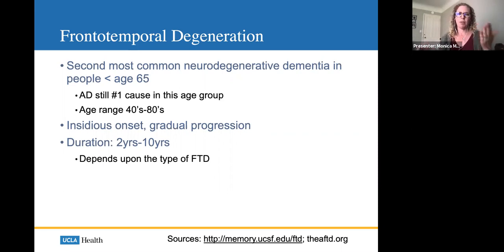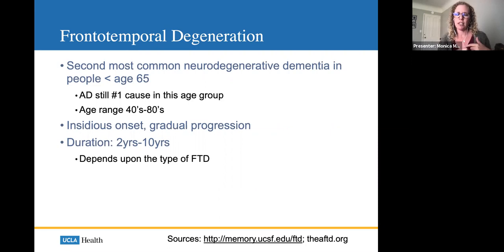And then people live 2 to 10 years with this. There are different types of FTD, and this is what's really interesting. So this is all from the University of San Francisco. They have a great FTD program.